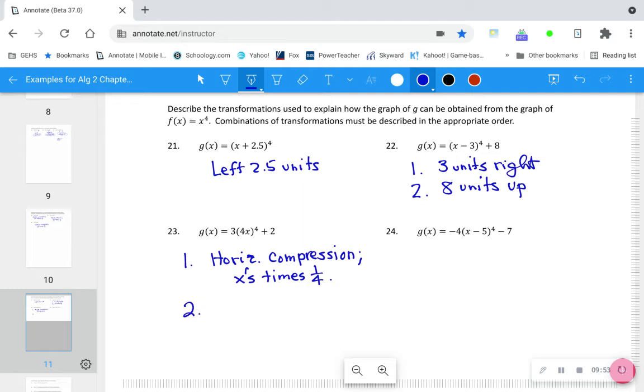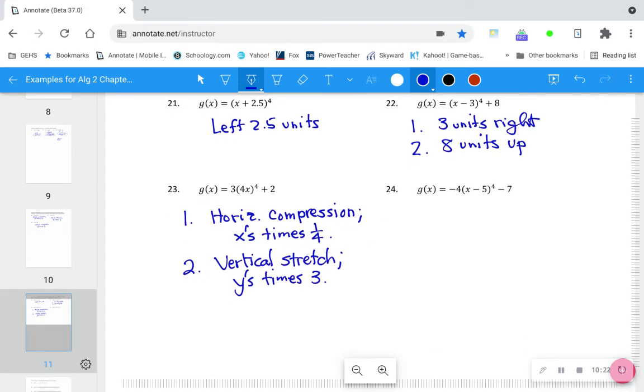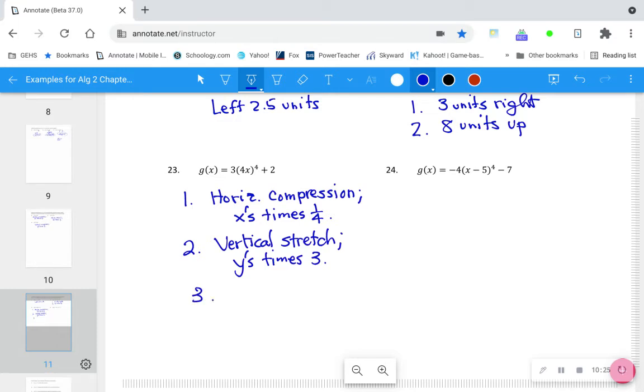The second thing that happens is on the outside, so it's vertical. And you can trust this times 3. It's going to multiply all the y values by 3, which pulls it up and down, away from the center. So it's a stretch. The y values are all times 3. And the final transformation here, number 3, is up 2 units.